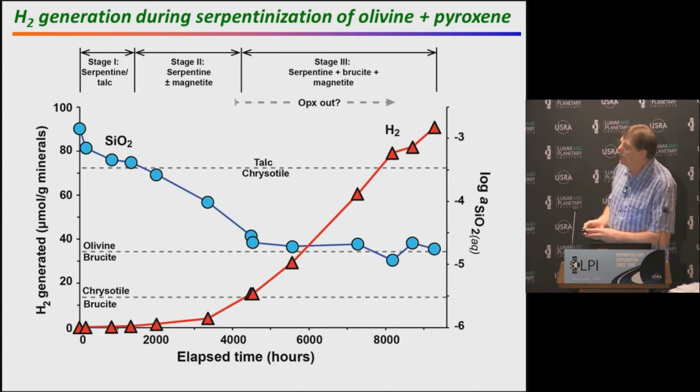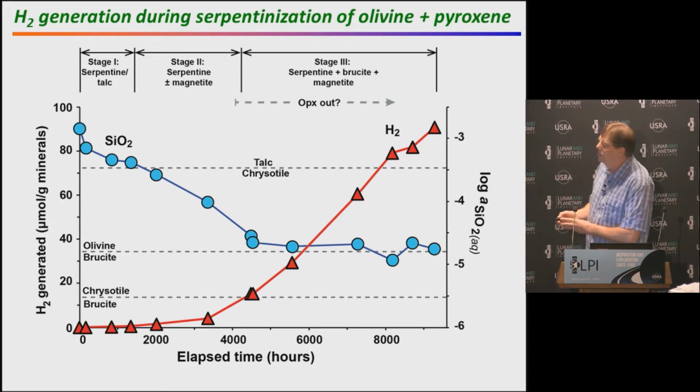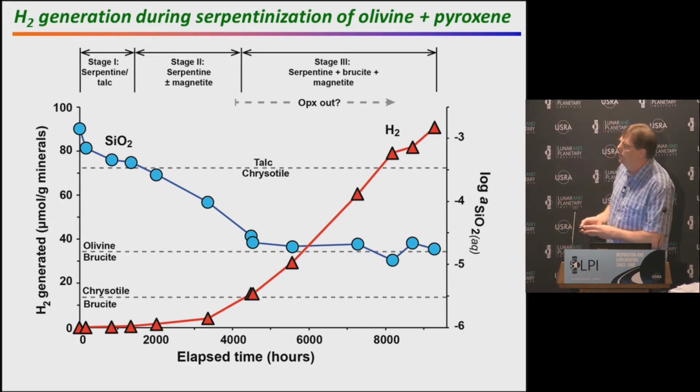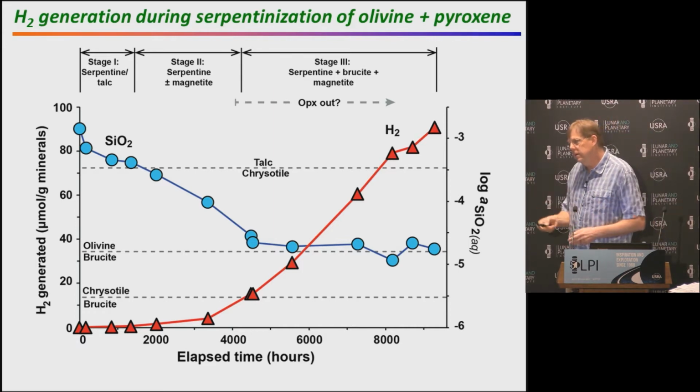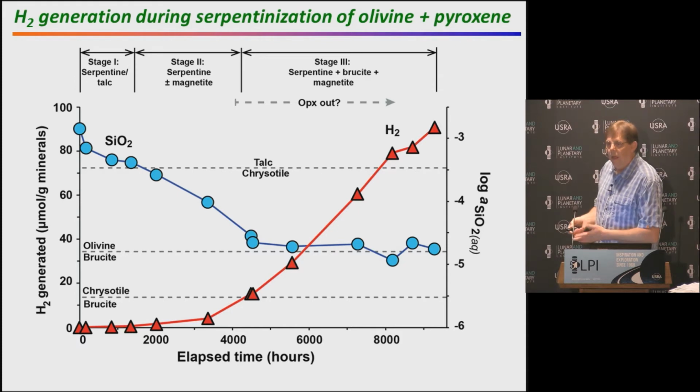So just to look at that one experiment that produces this hydrogen, this is the olivine plus orthopyroxene reaction. At the beginning of this reaction, the orthopyroxene is reacting faster than the olivine, and it produces serpentine and talc as the primary minerals. And during this interval, it doesn't produce very much hydrogen.